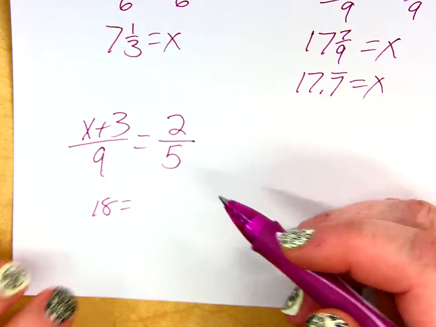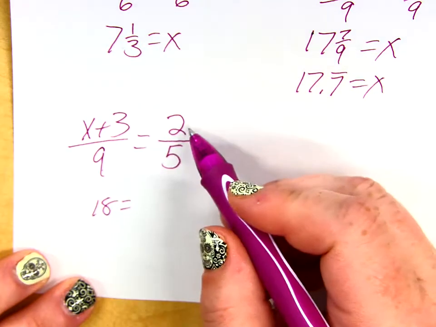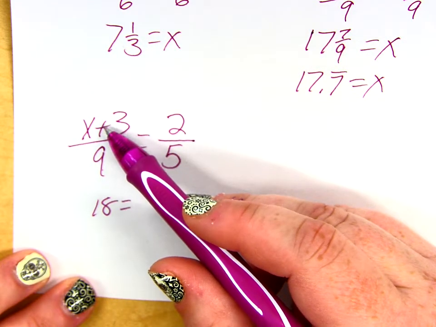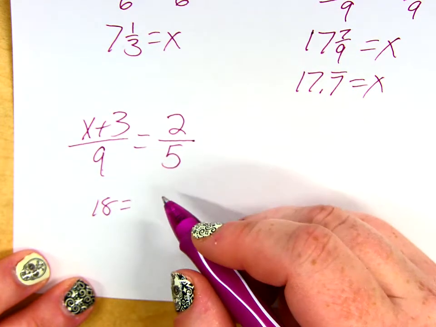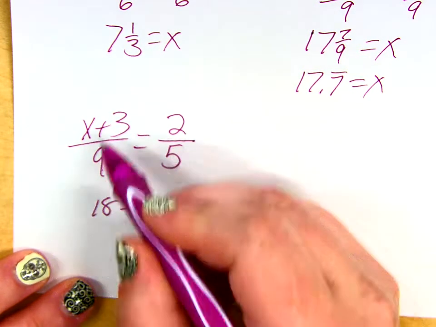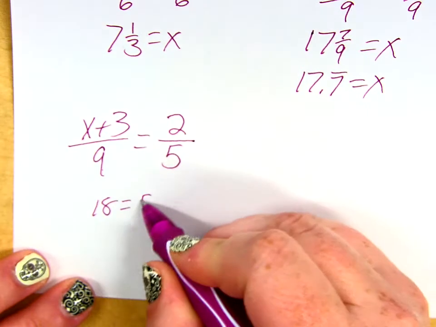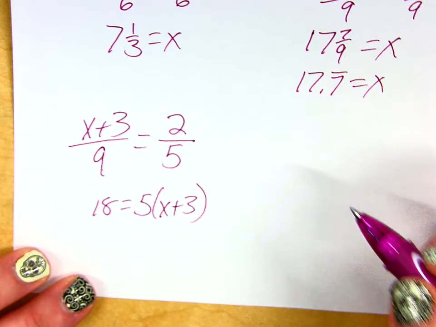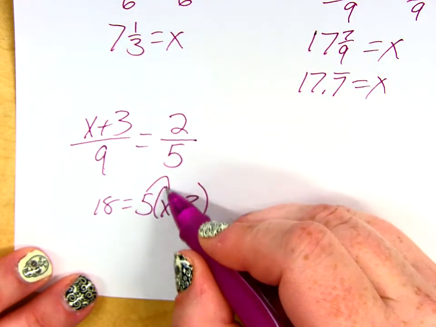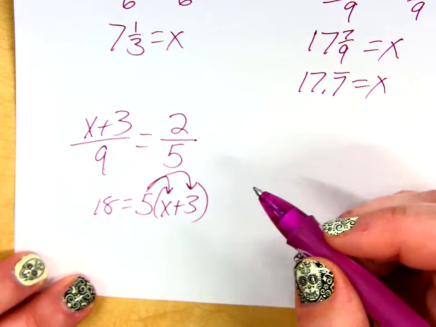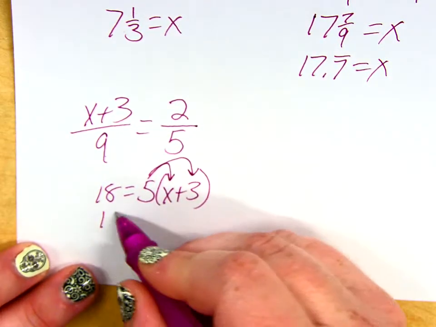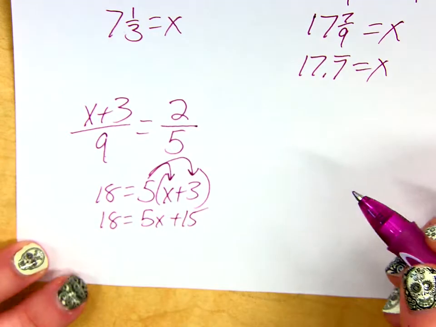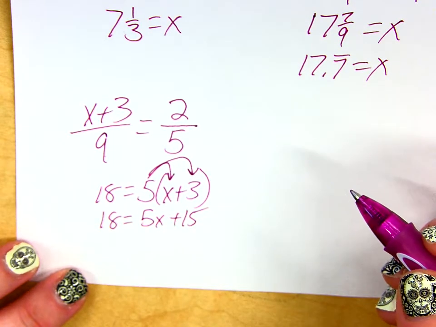All right, watch. So I multiply 9 times 2, no big deal, 18. When I do 5 times x plus 3, this is really how you have to write it. You need to do 5 times all of this. So the only way to show that is to put it in parentheses, because you need to do 5 times both: 5 times the x and 5 times the 3. So you really get 18 equals 5x plus 15. Do you see that? Everybody okay there?